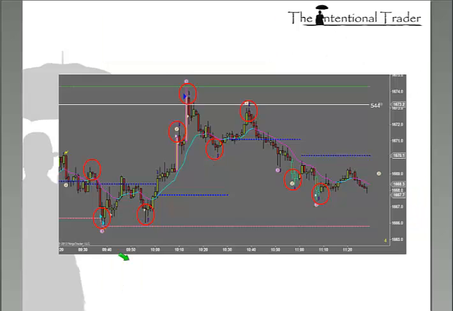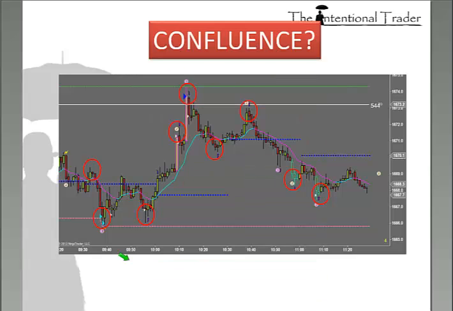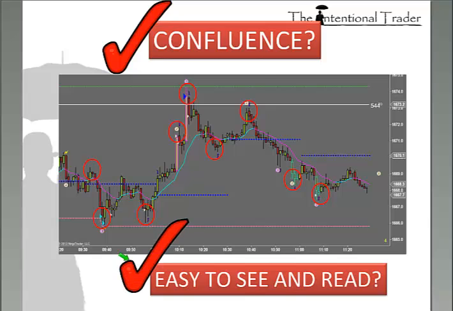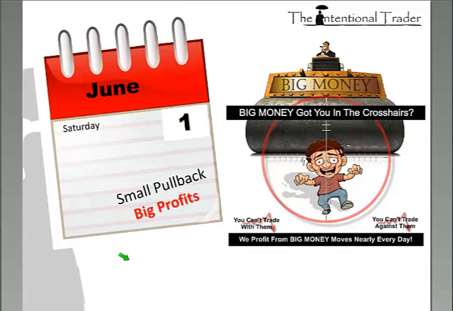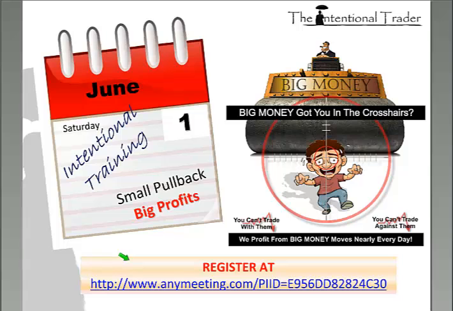So again, what I started with was just a blank chart, and I ended up with this very clear picture of when price was likely to turn. And that's all that we're looking for, that little piece, that consistency to know what's likely to happen next. So do we have confluence? Yeah. Is it easy to read? Yeah, pretty much.